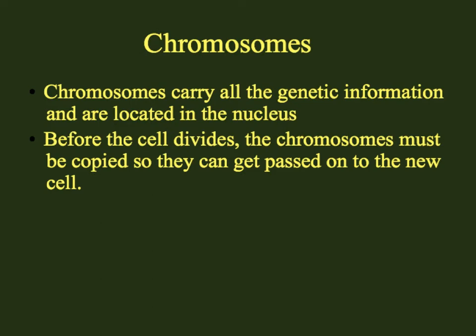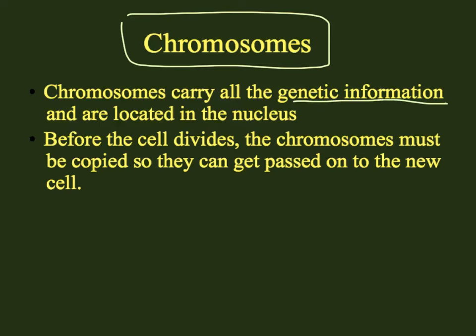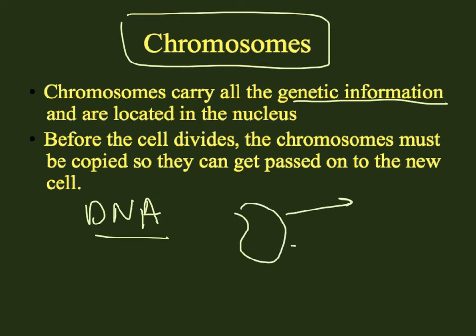Now we're going to have to pause for a minute and talk briefly about chromosomes. So you might know what a chromosome is. We've talked about it before, but we know that it contains all the genetic information. So if it contains genetic information, then it must contain DNA. So chromosomes contain DNA, the genetic information. And before a cell divides, it has to copy the DNA. So the DNA has to be copied.